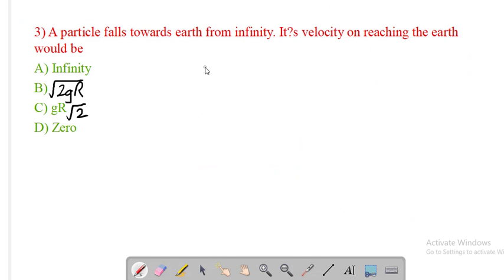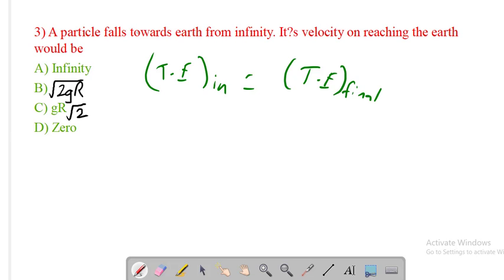Next we come to question number 3. A particle falls towards Earth from infinity, its velocity on reaching Earth would be? So we use the principle of conservation of energy. Initial total energy is equal to total energy final. Because no external force is acting on the particle, it is freely falling on the Earth.